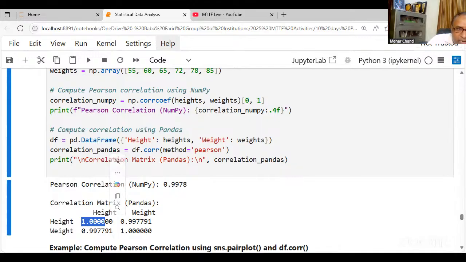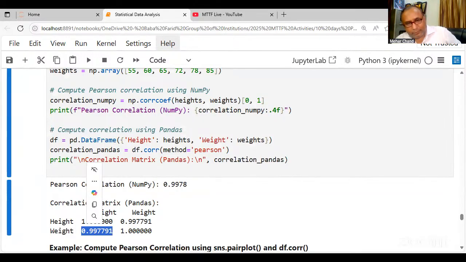And similarly, when we have weight, and here is also weight. Okay, the variables are the same, and that's why here the correlation is 1. Okay, so height with height, weight with weight will always be 1. And when we correlate height with weight, you can see the value is about 0.997791. And similarly, here you can see weight with height, and the value is the same as above, 0.997791. Okay, so here the correlation is positive.